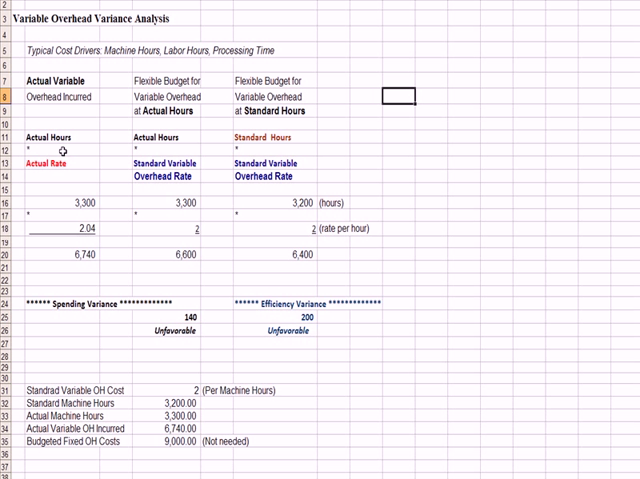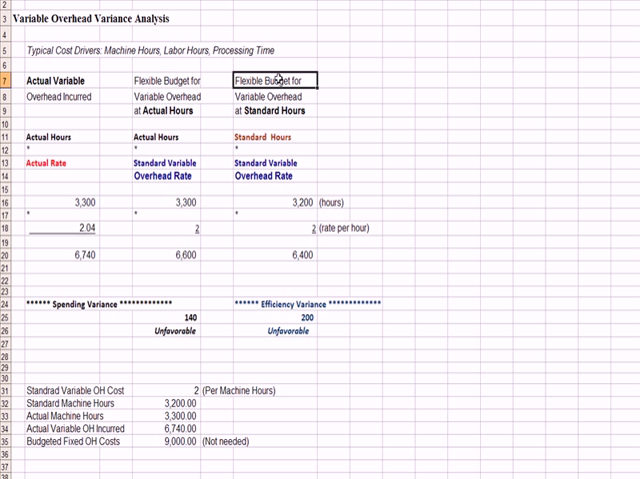Actual variable overhead you incurred. This far left column is what actually happened. You had a certain number of hours. We're using hours in this case. You had an actual rate that you paid. So what you actually wrote a check for was $6,740. The middle column looks at variable overhead using actual hours. So we take the actual hours from the column at the far left, and we multiply that times the standard variable overhead rate that we expected. And in this case, you'll see at the bottom, it's $2 per machine hour. So we're talking about machine hours as our cost driver in this example.